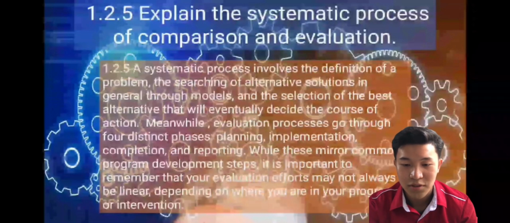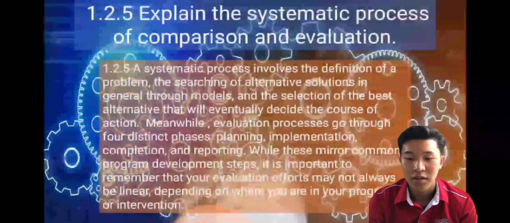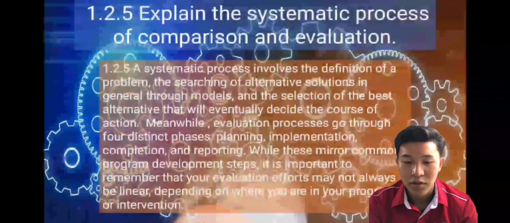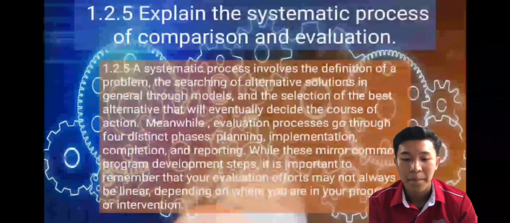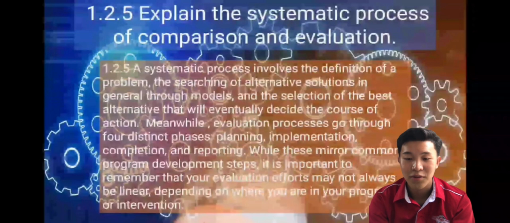Meanwhile, evaluation process goes through 4 distinct phases: planning, implementation, completion, and reporting. For example, evaluation process might include what were specific interventions put into place by program to fight the problem being tackled, did the implementation work or not, and how and why. That's all information about designing process.